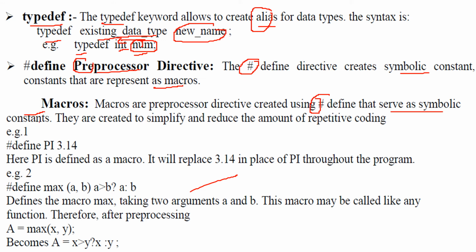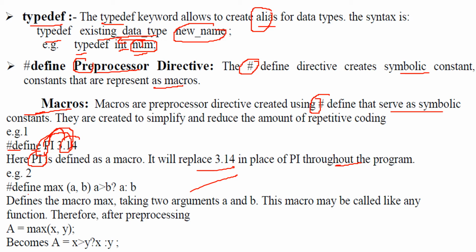There are various macros, not only those resembling functions. For example, hash define PI 3.14. PI is a macro, and it will replace 3.14 throughout the program. Wherever it finds PI, it will replace it with 3.14.